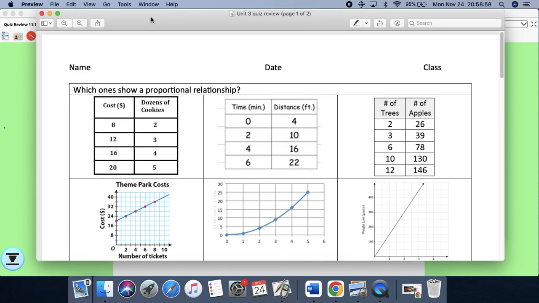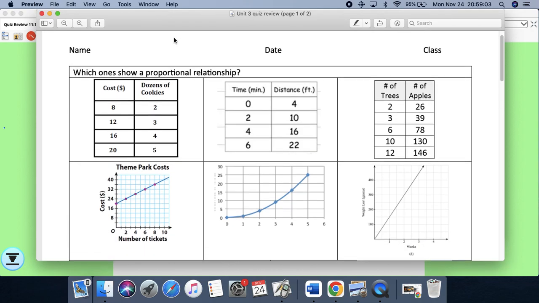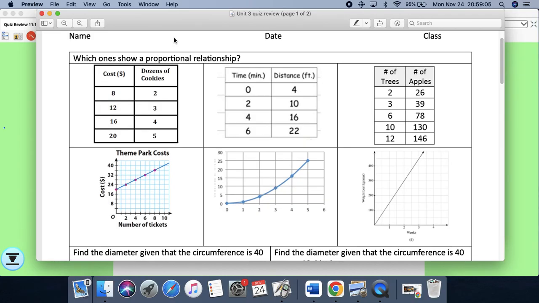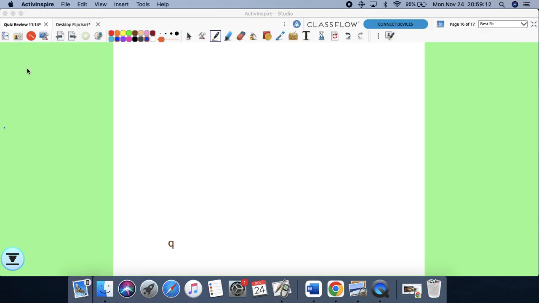A little review for your quiz. You're obviously going to have a calculator. Alright, so the first one, you should be tired of it by now. It's asking you which one shows a proportional relationship.